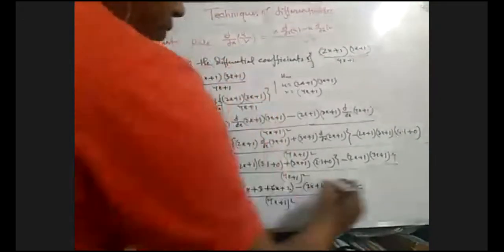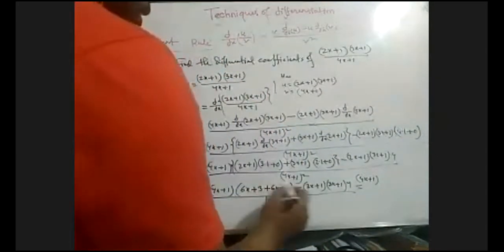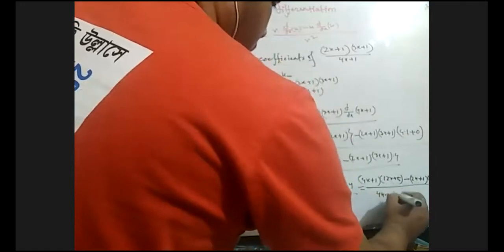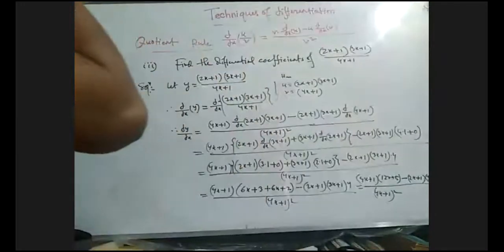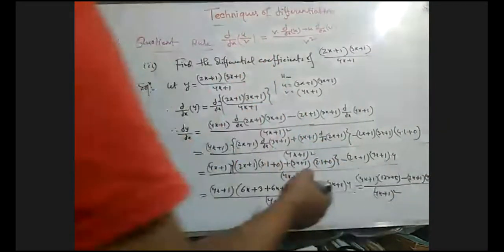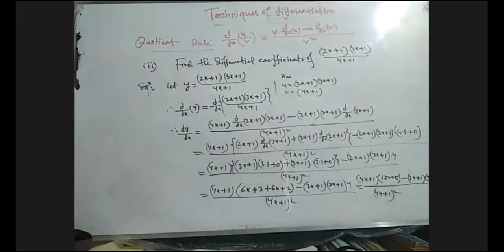So the result will be what? 4x into 6x and 6x, 12x. 3 plus 2 what? 5. 12x plus 5, minus twice x plus 1, twice x plus 1 into 4, divided by. Okay, this is the result. You can multiply this and then subtraction. You can make another result for this.